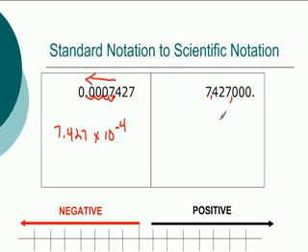In this number, 7,427,000, we know that it has to be 7.427 times 10 to something. We know our decimal point has to be right here, so we need to go 1, 2, 3, 4, 5, 6 spaces to get to this decimal, so it's 10 to the 6th.